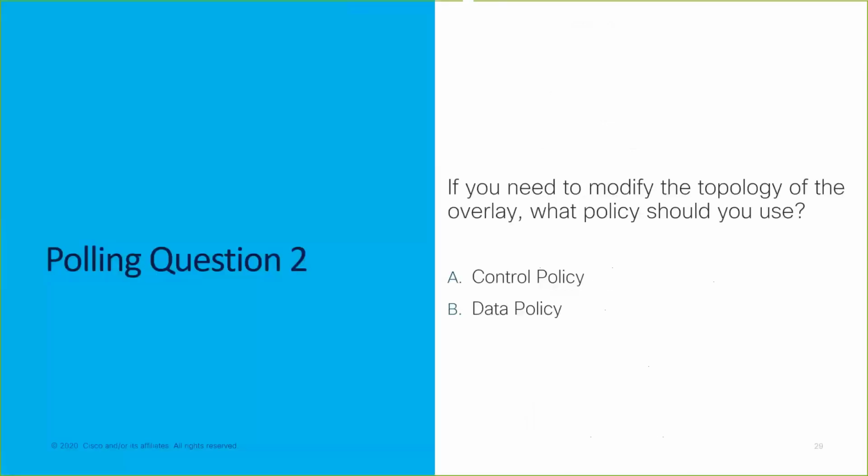Okay, we have our second polling question. If you need to modify the topology of the overlay, which policy should you use? Are you applying a control policy? Are you applying a data policy? Are you opening a TAC case? Let us know.